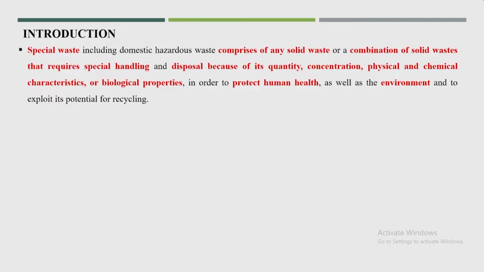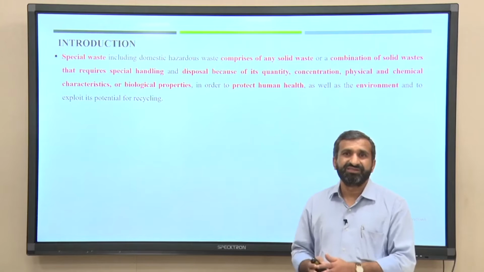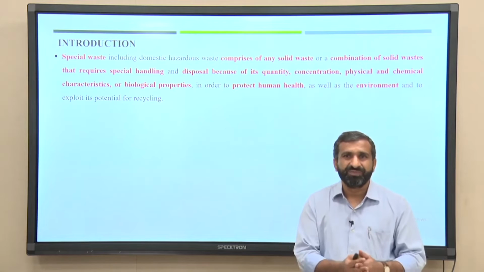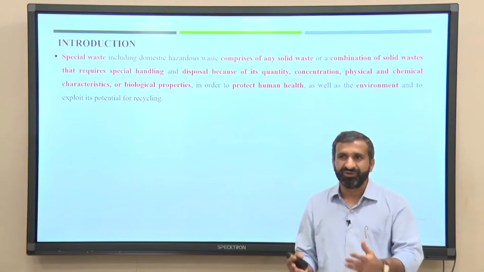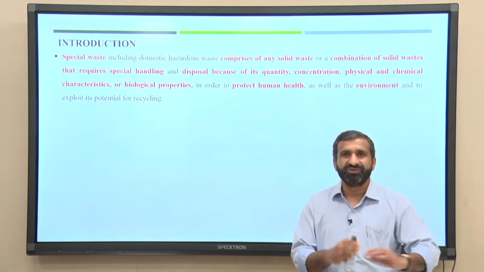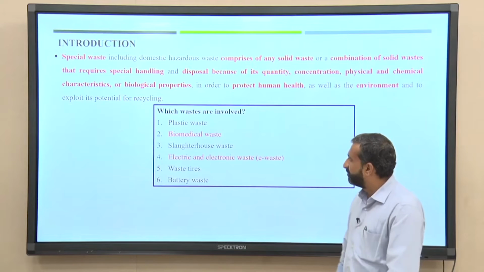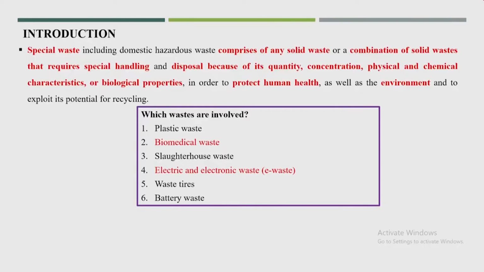So this C&D waste does not come under special waste, but I thought of making one particular module, so in the same special waste module I included the C&D waste also, which I discussed in the previous lecture. When you talk about special waste, it is normally characterized by plastic waste, biomedical waste, slaughterhouse waste, e-waste, that is electrical and electronic waste, waste tires and battery waste. These are the major classifications of special waste.